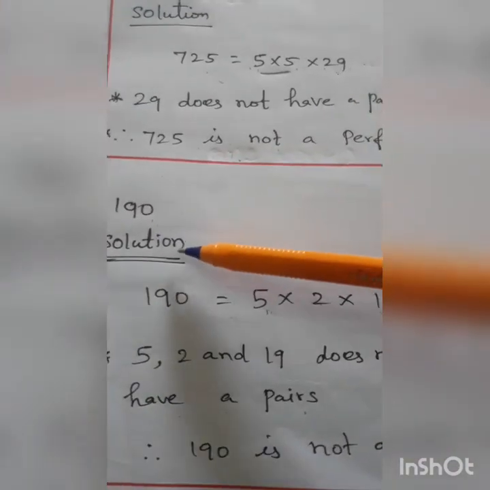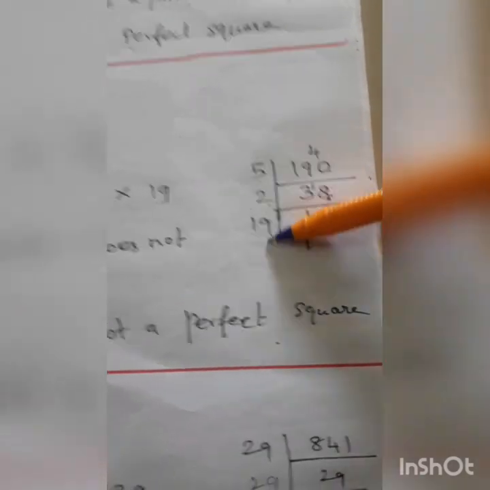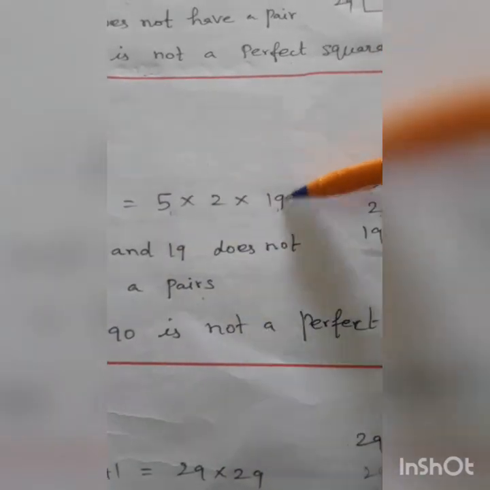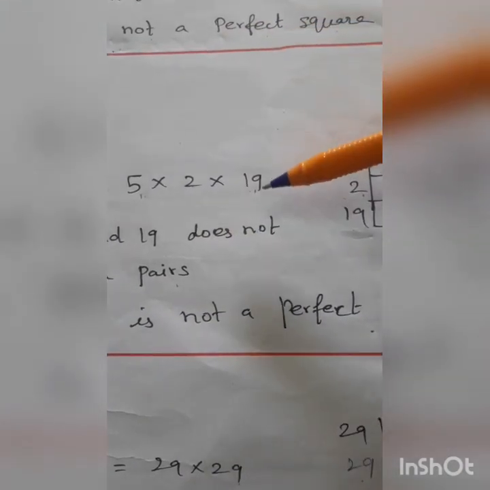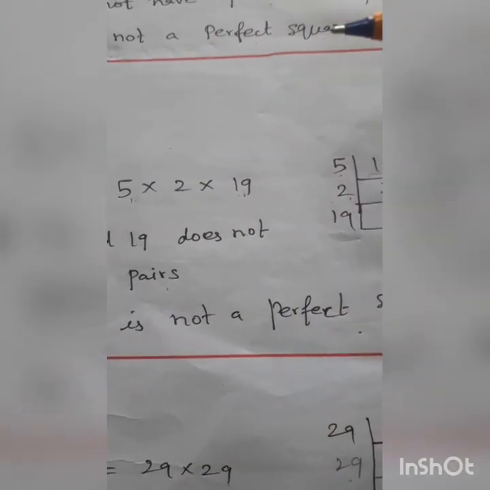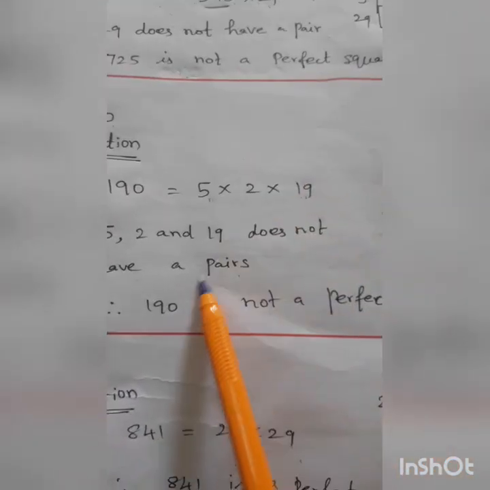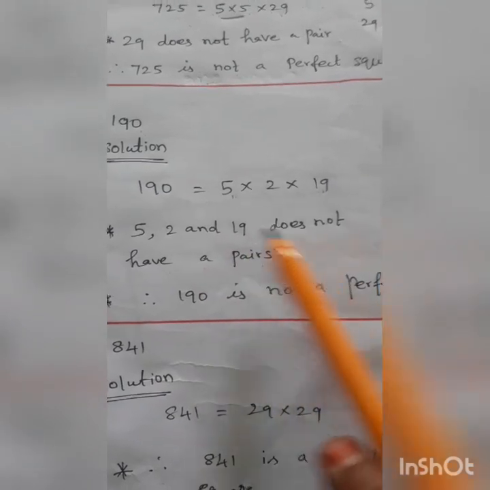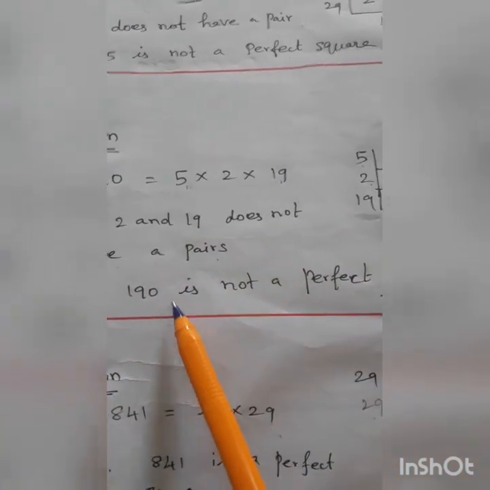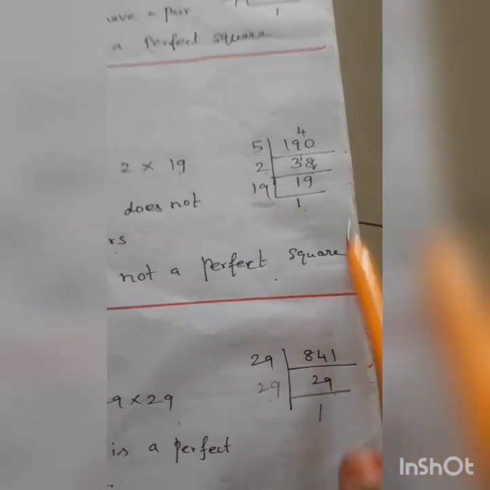Now these are the factors. So 190 is equal to 5 into 2 into 19. 5 does not have another 5. 2 also does not have another 2. 19 also does not have another 19. So the given number is not a perfect square. 5, 2 and 19 do not have pairs, therefore 190 is not a perfect square.